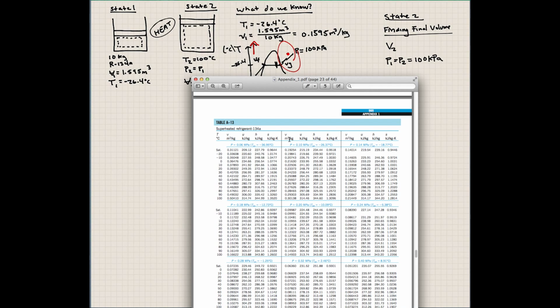At this pressure and this temperature, our specific volume at the second state is 0.30138 meters cubed per kilogram. Specific volume times mass is equal to volume, so we have 0.30138 meters cubed per kg times 10 kilograms. Kilograms cancel, and we have 3.0138 meters cubed. So that's our final answer. This is the final volume of our piston cylinder device.